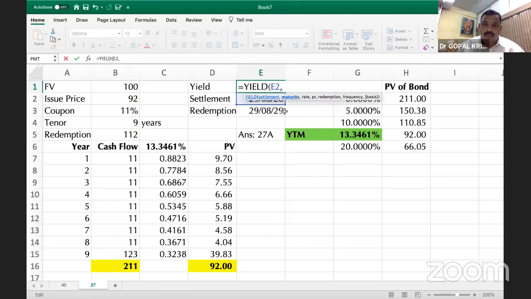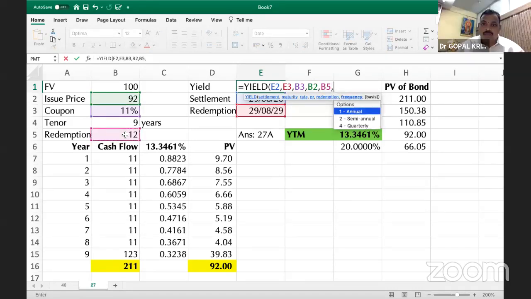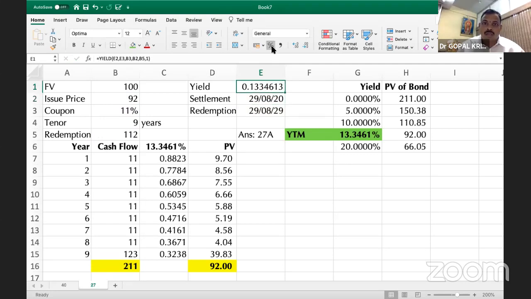So this is settlement. This is maturity. Rate is 11%. Price is actually 92. Redemption is 112. Frequency is actually 1. So now you have got the yield. The same answer. Please look at the answer. The same 13.3461. So either you can do it using a calculation or you can use a function also.